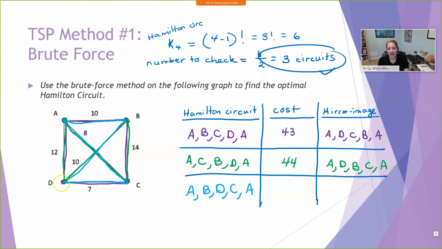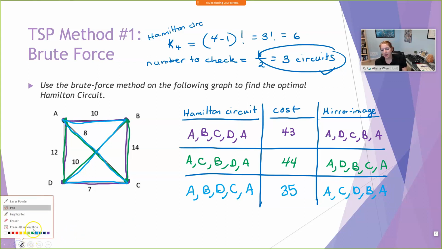So again, let's go ahead and add that together. 10 plus 8 plus 10 plus 7. That's 35. Again, let's go backwards. A, C, D, B, A.